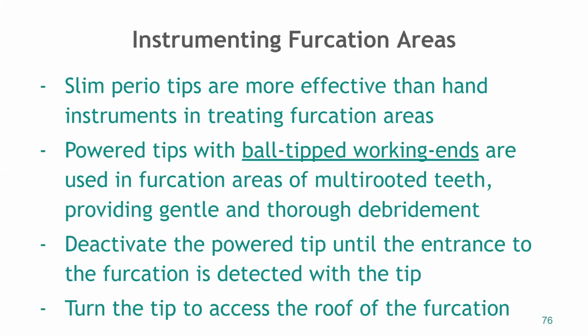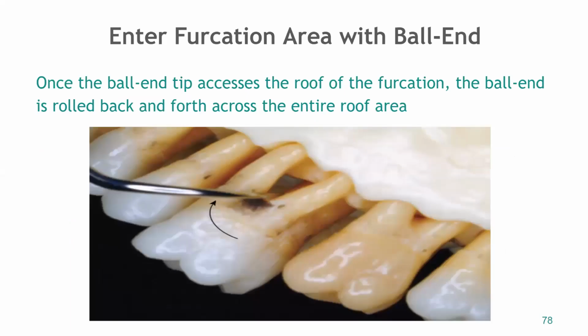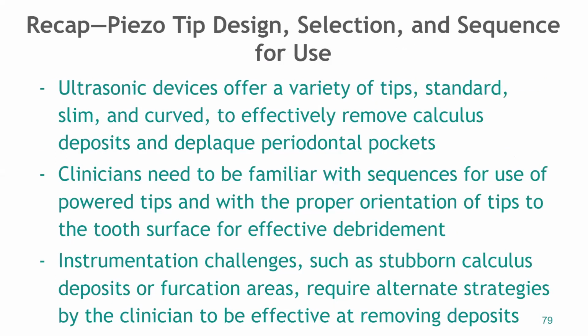Turn the tip to access the roof of the furcation. Here's a picture of the ball-ended slim furcation tip. Okay, and the ball is just going to help you so that when you're deep in a furcation, you're not accidentally using the point, okay? Because remember, the point can cause root damage, and we want to avoid that at all costs. So it's just a picture. Once the ball-ended tip accesses the roof of the furcation, the ball end is rolled back and forth across the entire roof area, okay? Getting in there and cleaning it out. Okay, so a little recap.